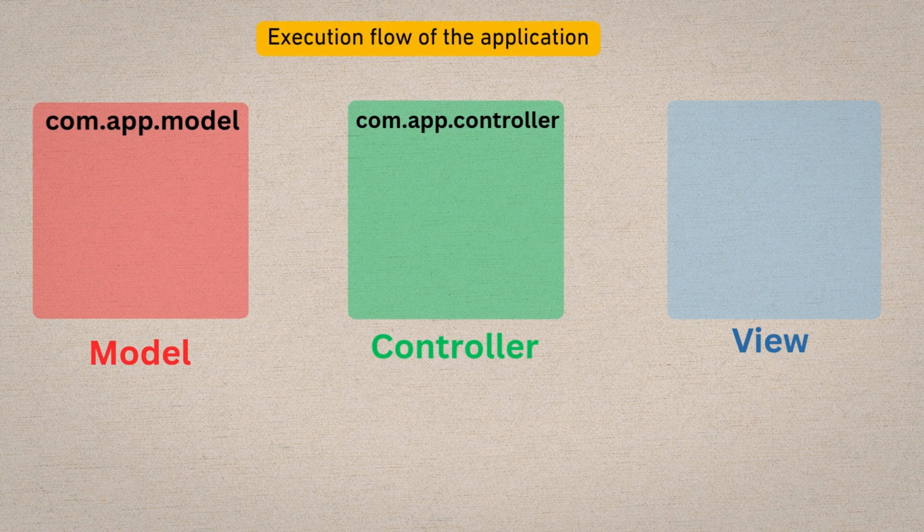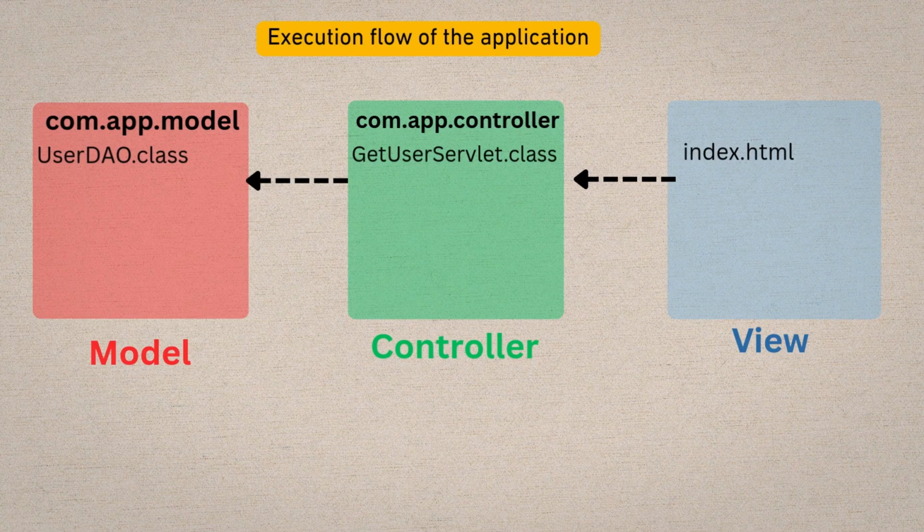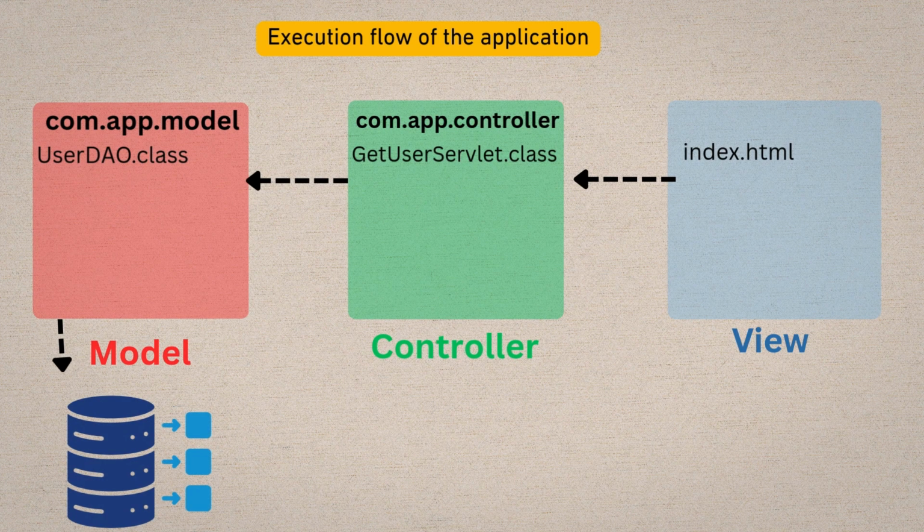Now let us understand the execution flow of the application. First, we create an index.html page in the view layer. When the user accesses this page, it sends a request to the getUserServlet, which is present in the controller layer. The getUserServlet receives the request and takes the help of the userDAO class, which is present in the model layer. The userDAO class establishes a connection with the database and retrieves the user data from the table.